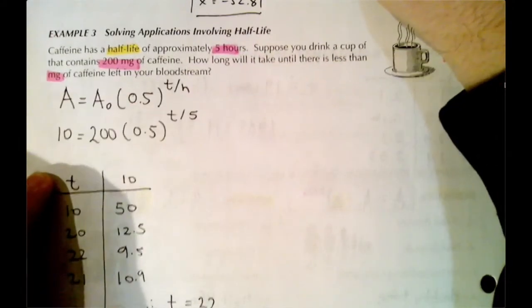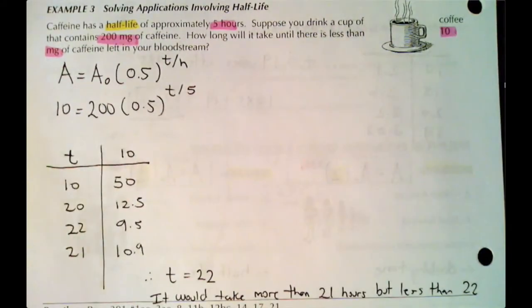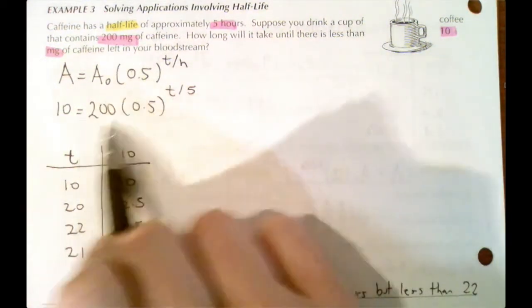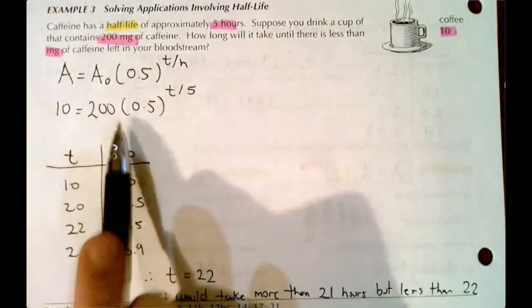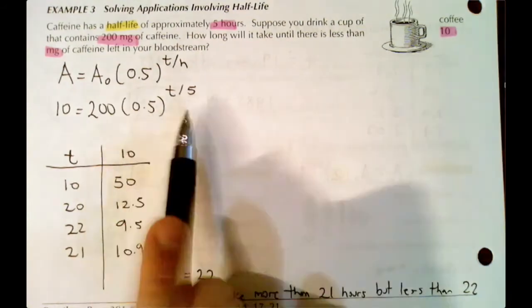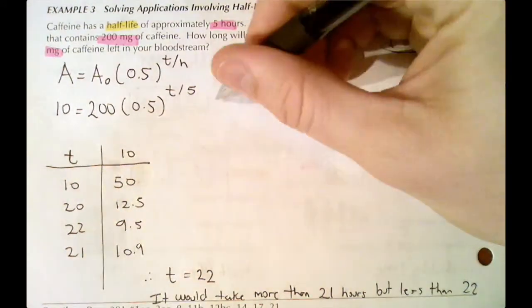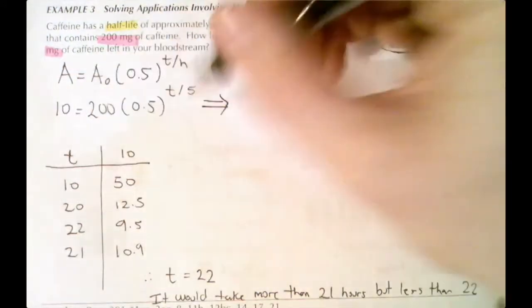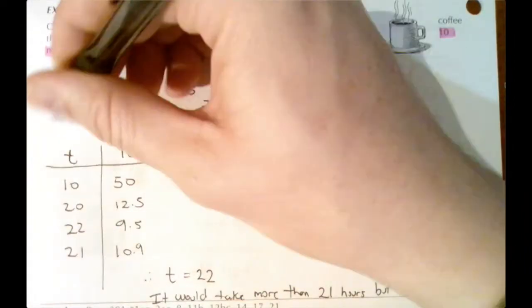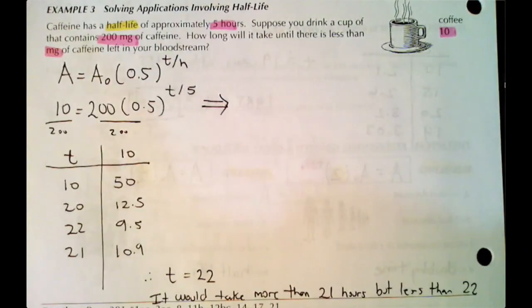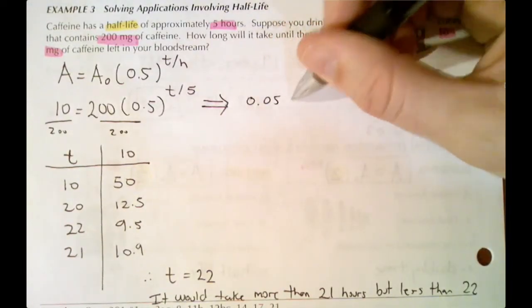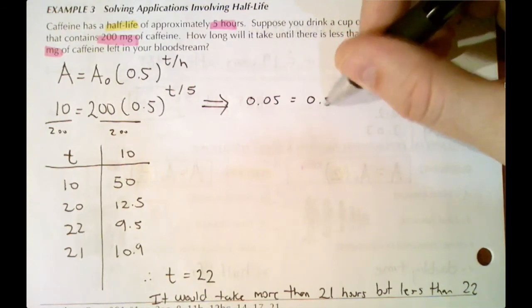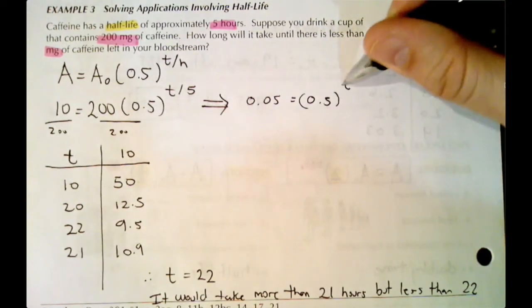Let's come back to this question. Now, if we wanted to solve this, how would we do it? Well, we're one step away from being able to use logs. We can't have a number here. We can't do log of 10 divided by log of 200 times 0.5. It doesn't work that way. So if we want to use logs, we have to divide the 200 away. If we divide both sides by 200, we get 0.05 is equal to 0.5 to the exponent t over 5.